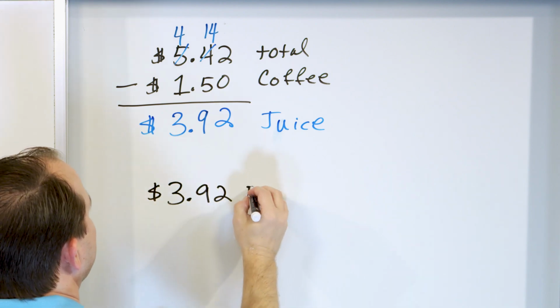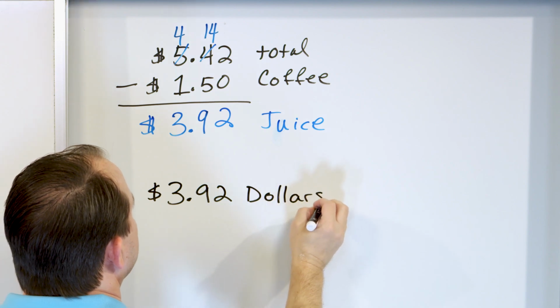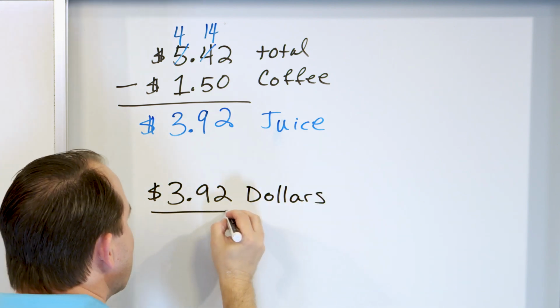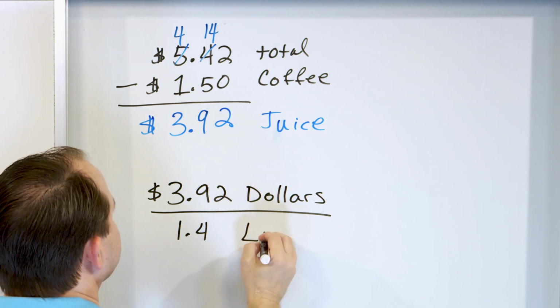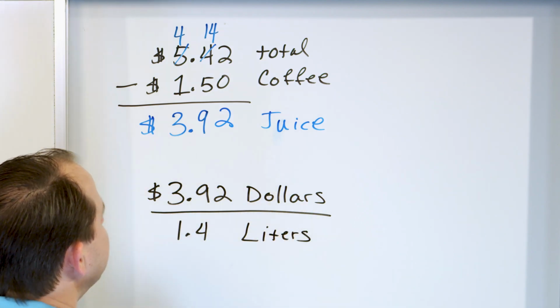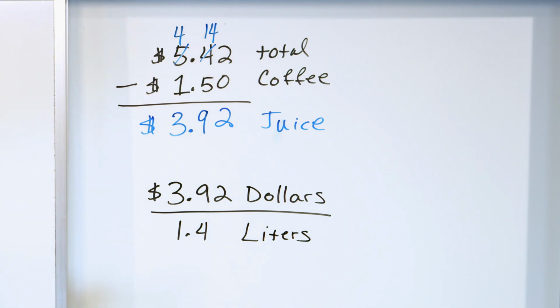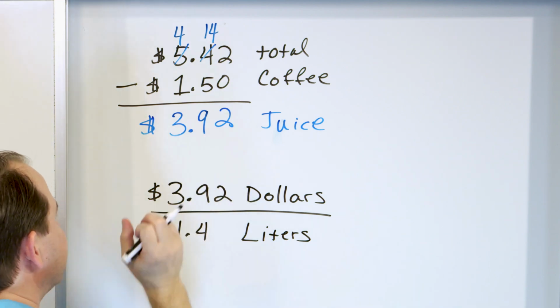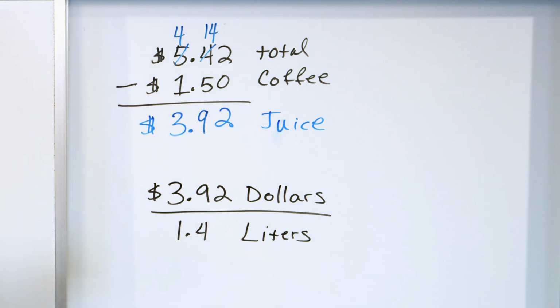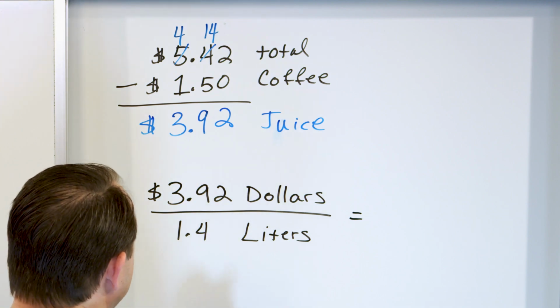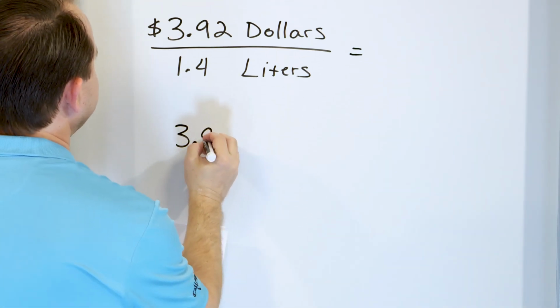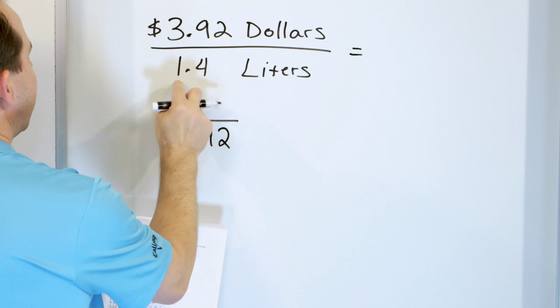$3.92. This is dollars of juice per... How many liters do I have? 1.4 liters. So I want to know the price per liter or the dollars per liter. So I just take the amount of dollars I spent, divide it by the amount of liters I spent it on, and that's what I will get. How do I do this? I take $3.92 and I divide it by the 1.4.